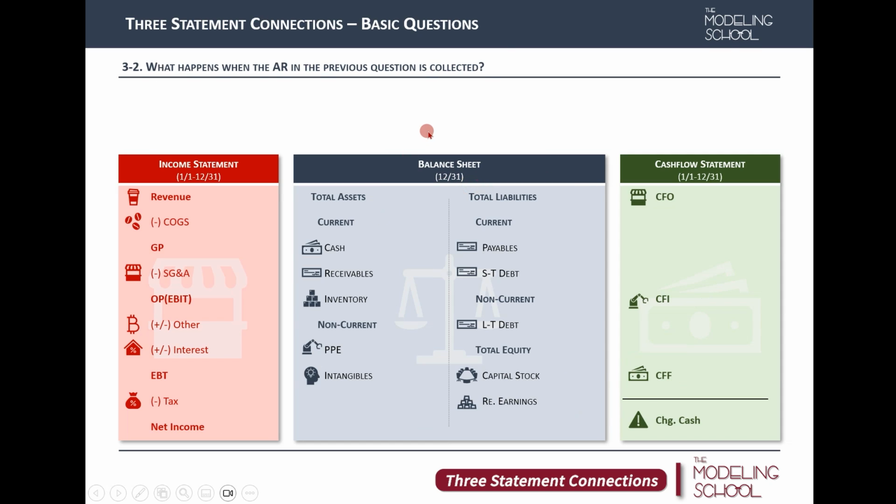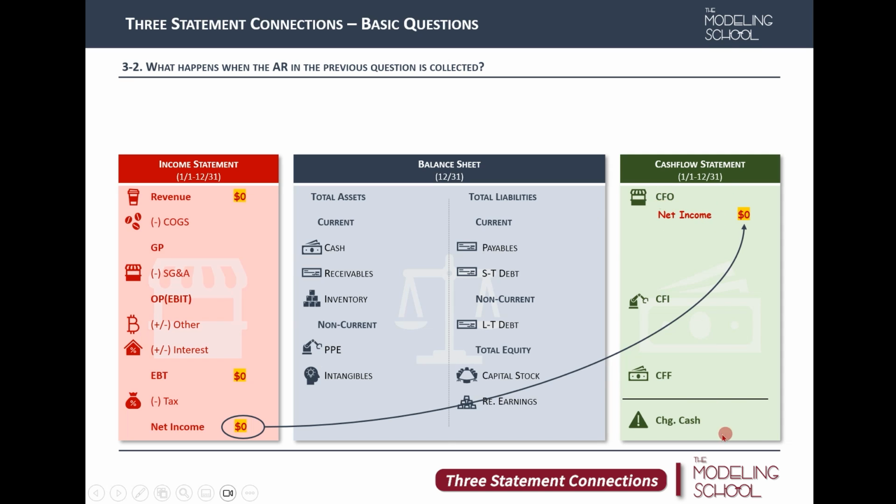Let's say that time has passed, and in the next year, the accounts receivables has been collected by the company. So this is a complete opposite of the previous question. So what's going to happen in the income statement? Nothing. Nothing is going to happen from the income statement because revenue has been already recorded last year. So revenue is going to be 0. EBT, net income, is going to be 0. And we're going to start from 0 in the cash flow statement.